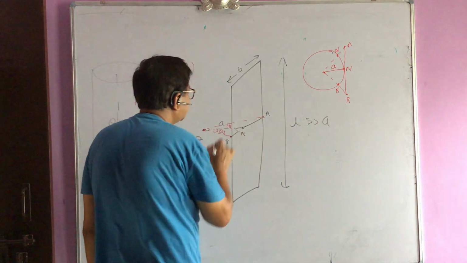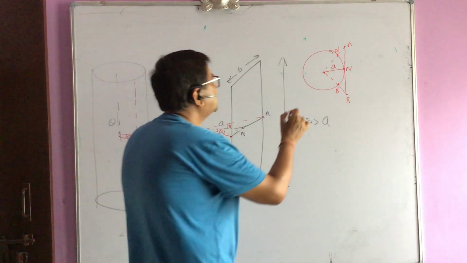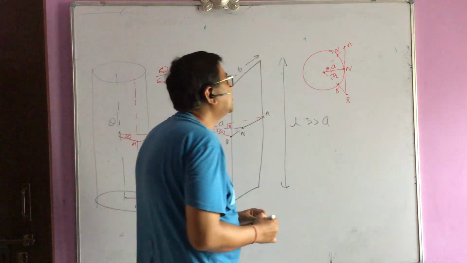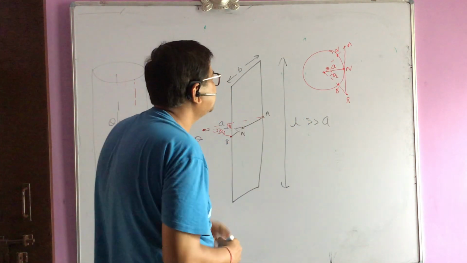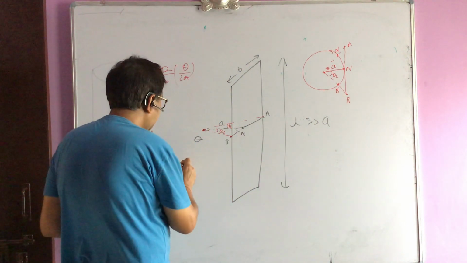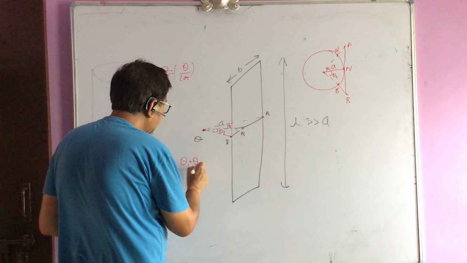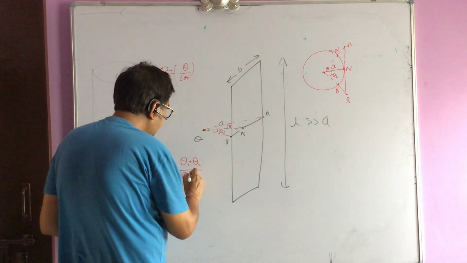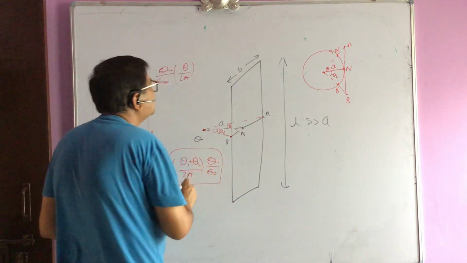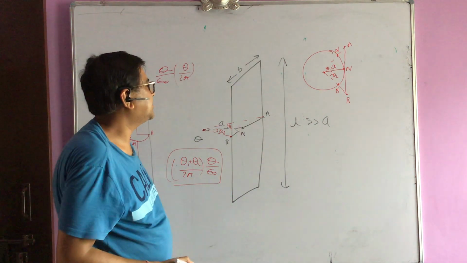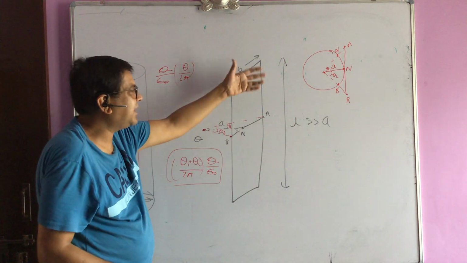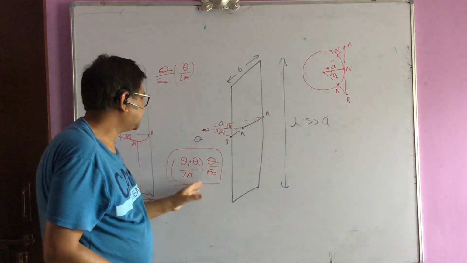So if this is theta 1, this is theta 2. The total angle is going to be what? So this is here theta 2 and this is here theta 1. So through A dash B dash the flux is same as through AB. So the flux, my answer is going to be theta 1 plus theta 2 by 2 pi into q by epsilon naught. So this is the flux through this element, through this plane sheet, an infinitely long plane sheet we can say, due to this point. So this is my answer.